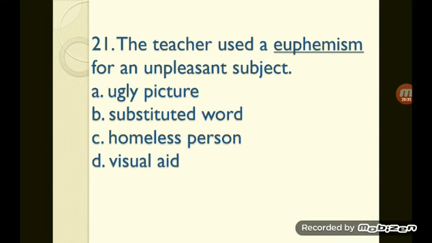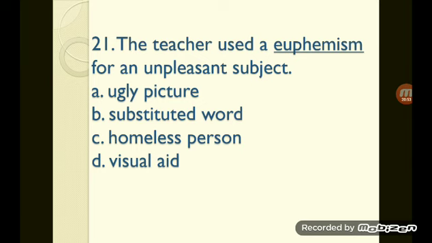Sentence number 21. The teacher used a euphemism for an unpleasant subject. So, if you're talking about something which is not a pleasant topic, but you want to refer to it by some other way. Like, euphemism is a figure of speech.